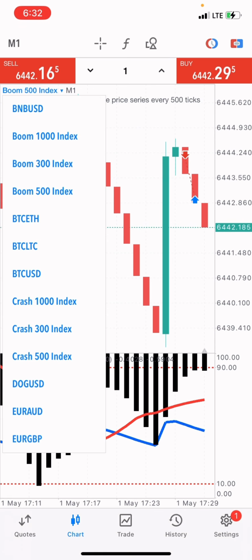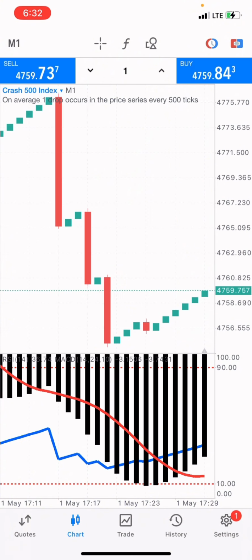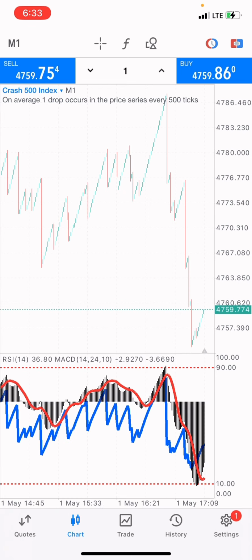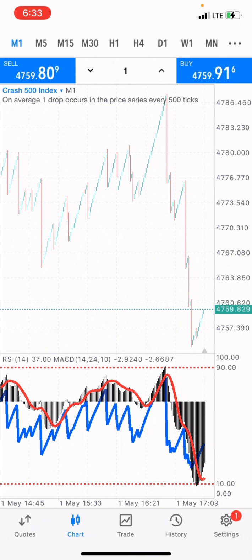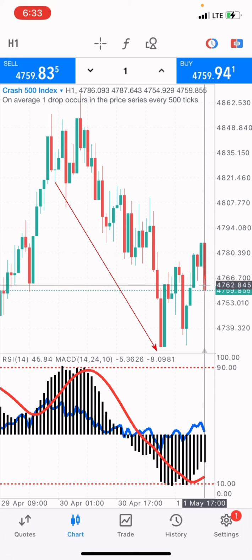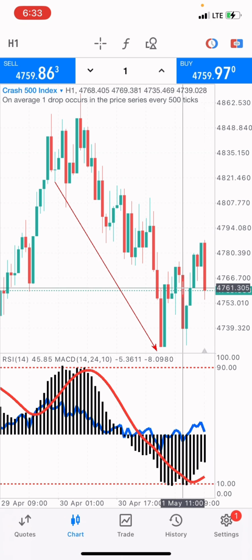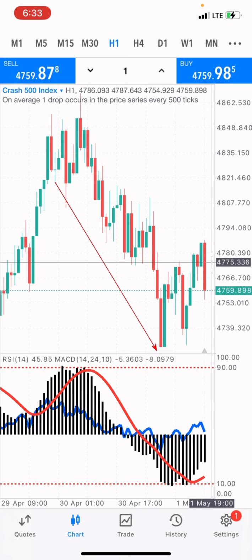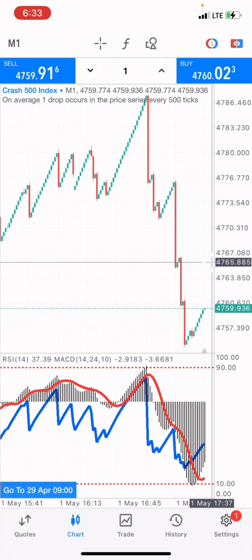Now let's go over to the crash 500 index markets real quick. So what we're seeing here is that the MACD is still on the downtrend. Like I said, we'll check the 1 hour time frame again. The market is still selling, so this is not a good entry point for either a buy or a sell. You don't want to place a sell, you don't want to place a buy at this point.